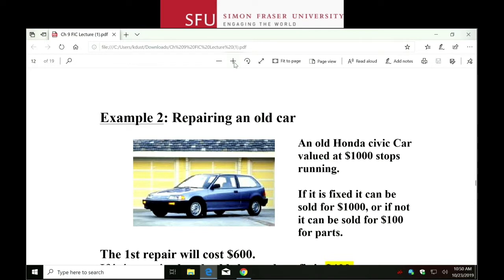You should fix it, that's right. Because if you fix it, you will spend the $600 and then you can sell it for $1,000, so you're going to get a net benefit of $400. If you don't fix it, you're only going to get $100. So it's better to get a net of $400 rather than only getting $100 for it at the junkyard.